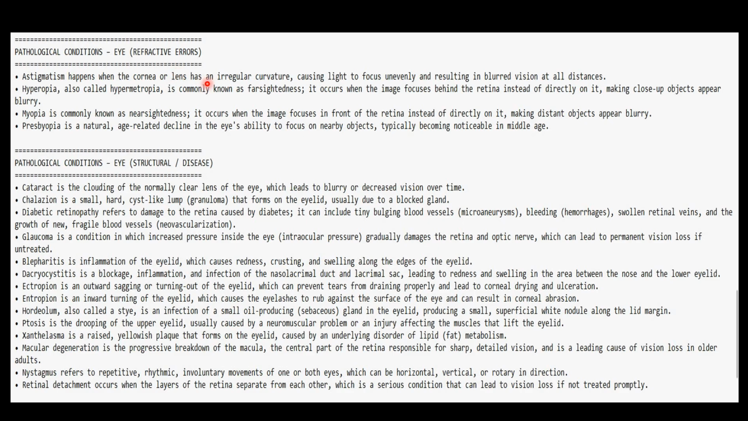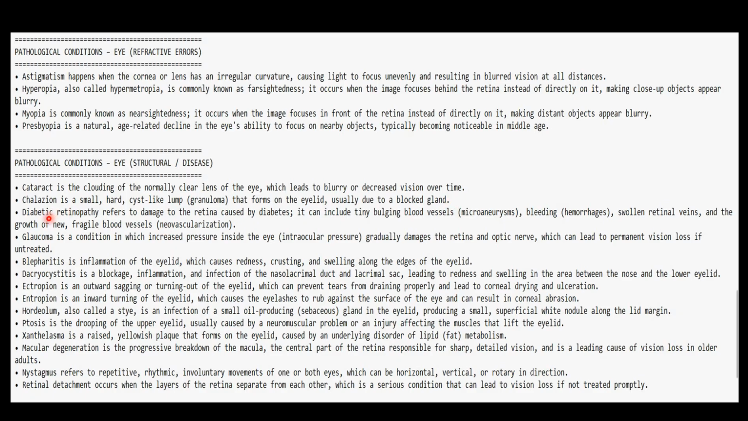Now we will talk about pathological conditions for structural diseases. I'm sure you all know this term, cataract, right? Now what is cataract? It is the clouding of the normally clear lens of the eye, which leads to blurry or decreased vision over time. Clear? After that we have chalazion, which is a small hard cyst-like lump, also known as a granuloma, that forms on the eyelid, usually due to a blocked gland.